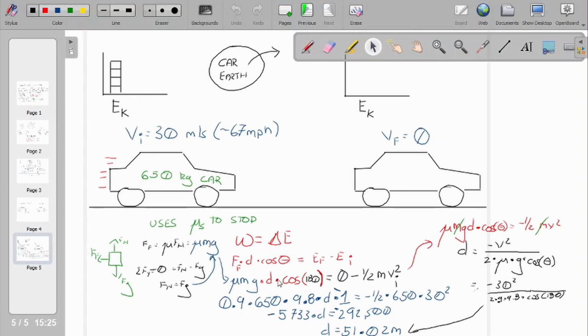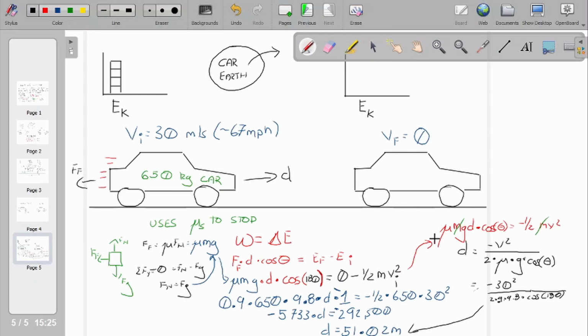D is still my displacement. It's what I'm looking for. Cosine of the angle: the car is going to be moving to the right, but friction's acting to the left. So the angle between them is 180 degrees. That's where my 180 comes from. My E final is 0. I got that from my little drawing, or my understanding of what's going on. My E initial is kinetic energy, which has the expression of 1/2 mv squared.